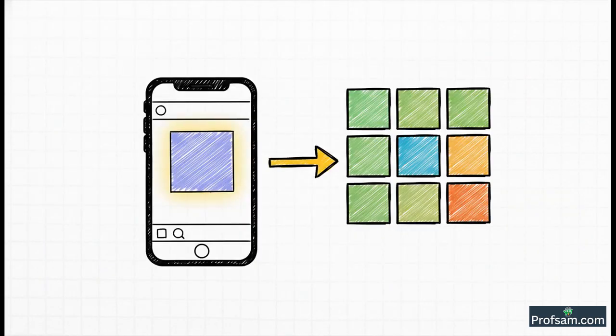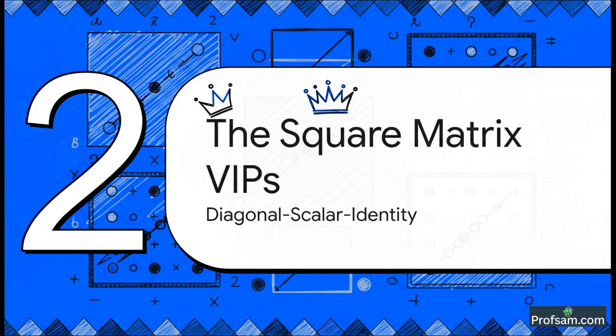And the analogy for this one? You see it 100 times every single day. It's that classic Instagram post. A perfect square. The height is the same as the width. The number of rows is equal to the number of columns. Definitely remember this one.